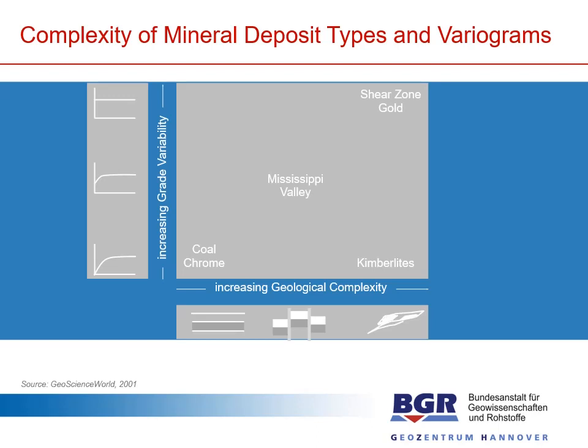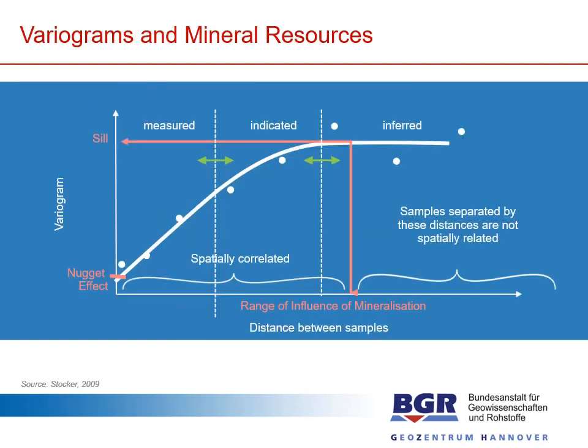Kimberlites, on the other hand, also have a very high geological complexity, but the grade variability is relatively homogeneous. On this variogram, you can again see the range of influence of the mineralization that is reached when the sill goes flat.